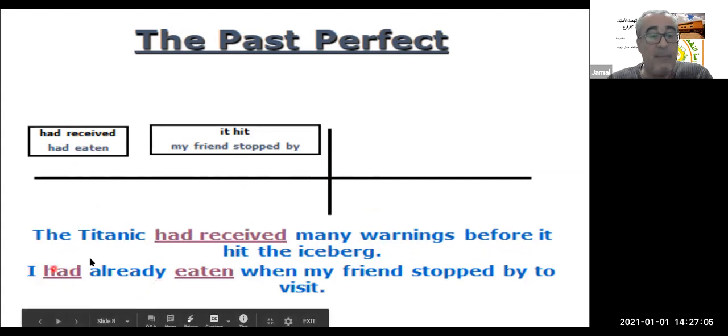A second example, I had already eaten when my friend stopped by to visit. So had eaten happened before stopped by. Therefore, had eaten is in the past perfect.